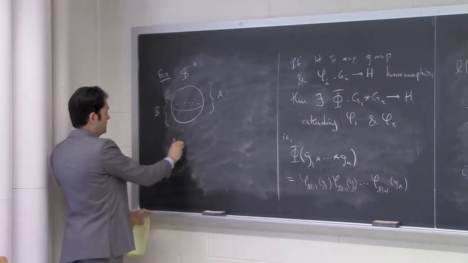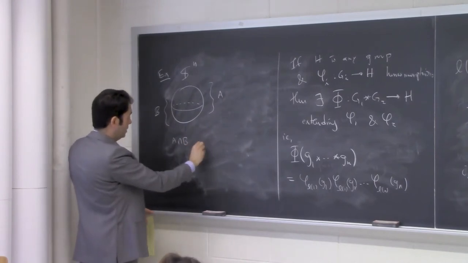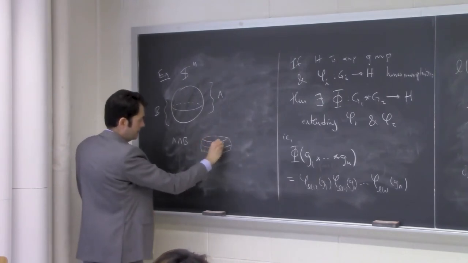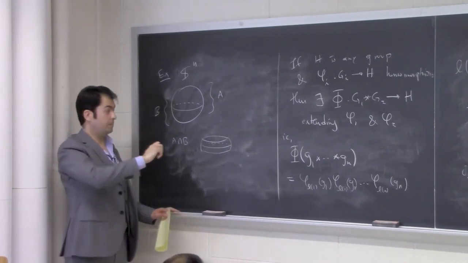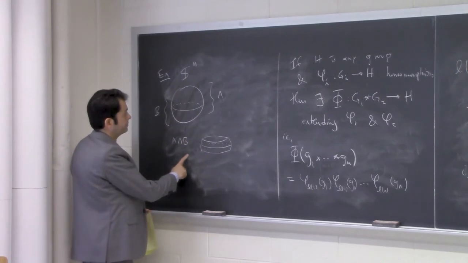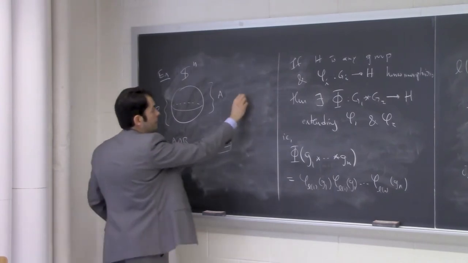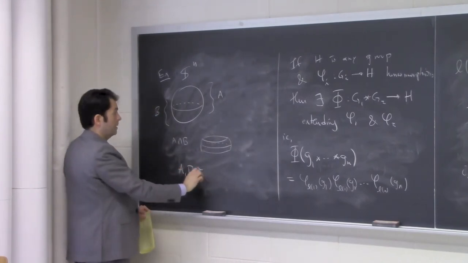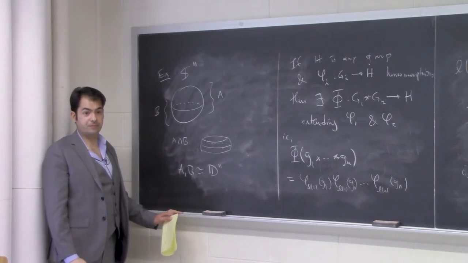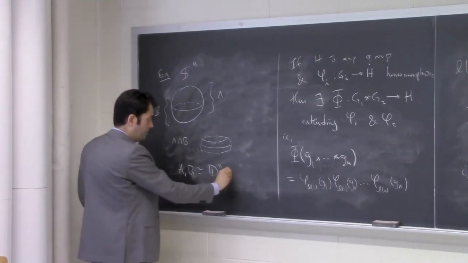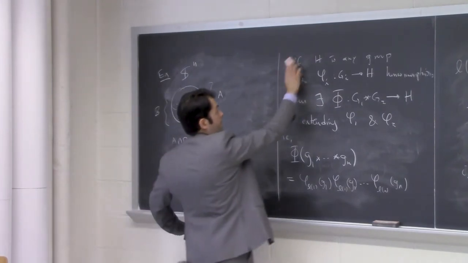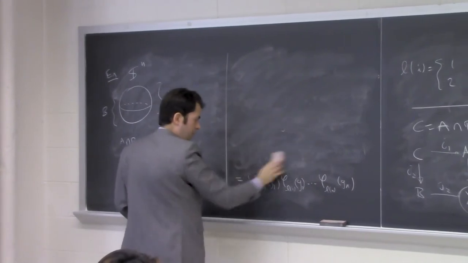So that the intersection is not empty, and it's just a little tube, a little strip around the equator. Okay, so A and B are homeomorphic to n-dimensional disks, right? And this is a convex subset of R^n. Or if you like, they're contractible subsets of the sphere.